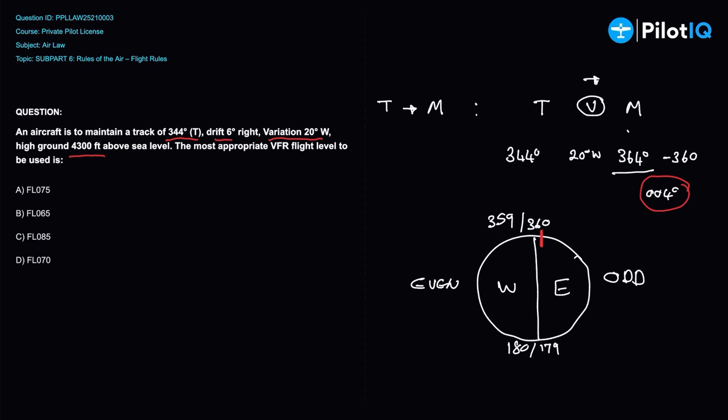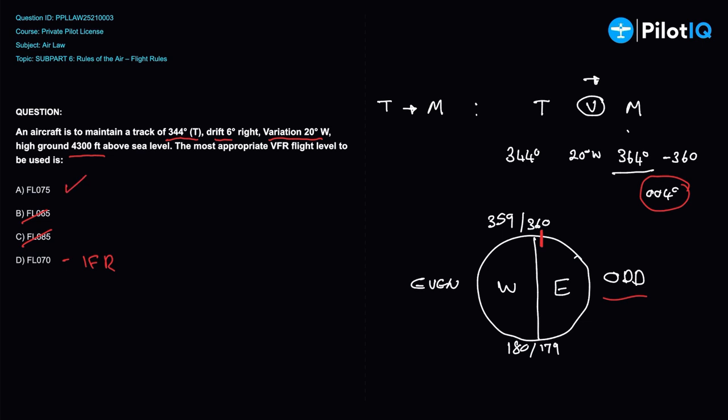Okay, so we know that we need to use an odd flight level. So looking at the options, we can already eliminate flight level 065 and flight level 085. Now we are left with flight level 070 and flight level 075. Flight level 070 is an IFR flight level. VFR flight levels always end in a 5, which means they are separated from IFR flight levels. And this question specifically asks about a VFR flight level. So the only option remaining then is flight level 075.